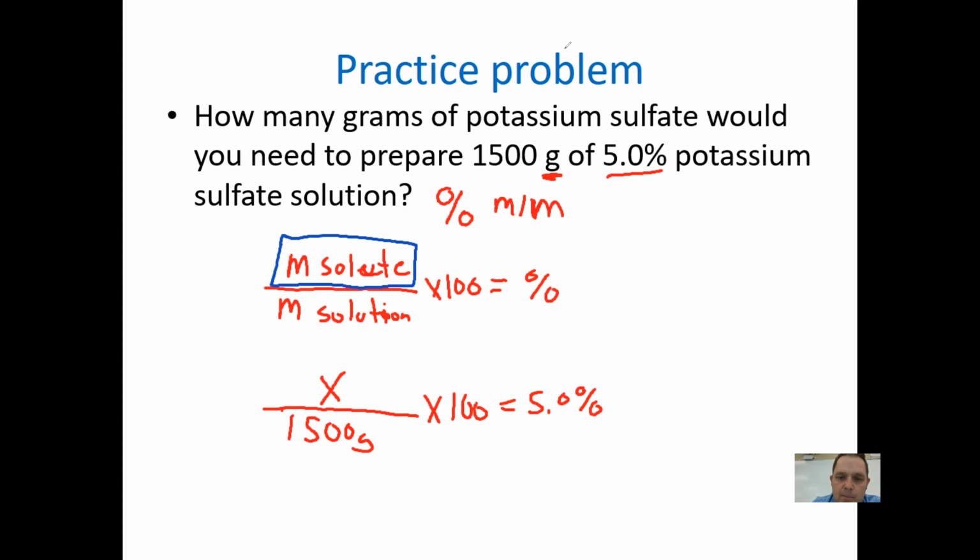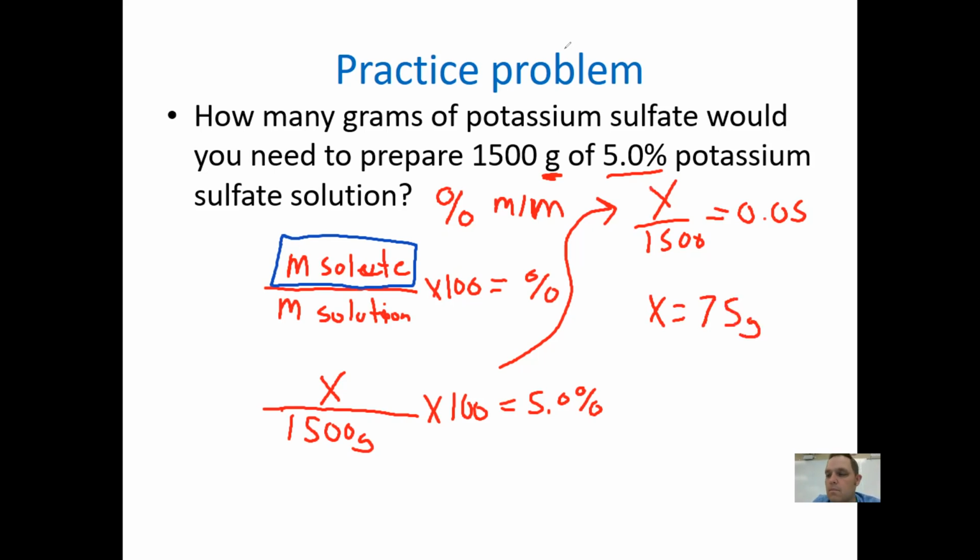Now moving to our next step, I'm going to move this up. If we divide both sides by 100, that gets rid of that times 100. We would have x over 1,500 equals 0.05. Continuing with some algebra, we're going to times both sides by 1,500, and that's going to give us x equals, and when I got this, I got 75 grams.